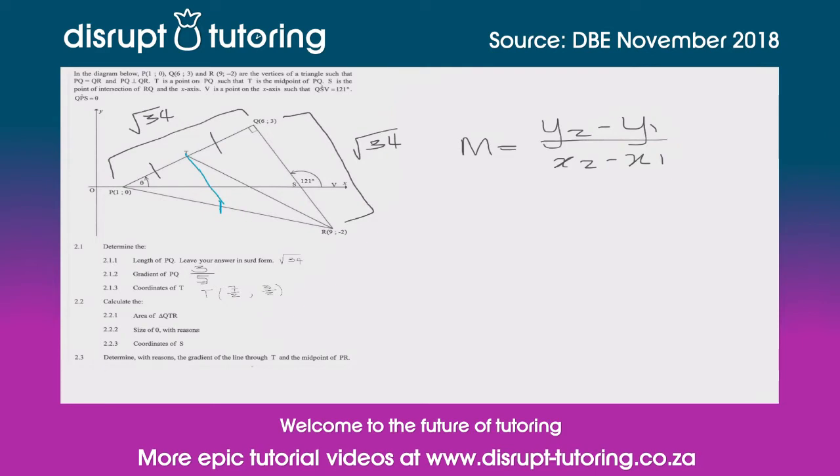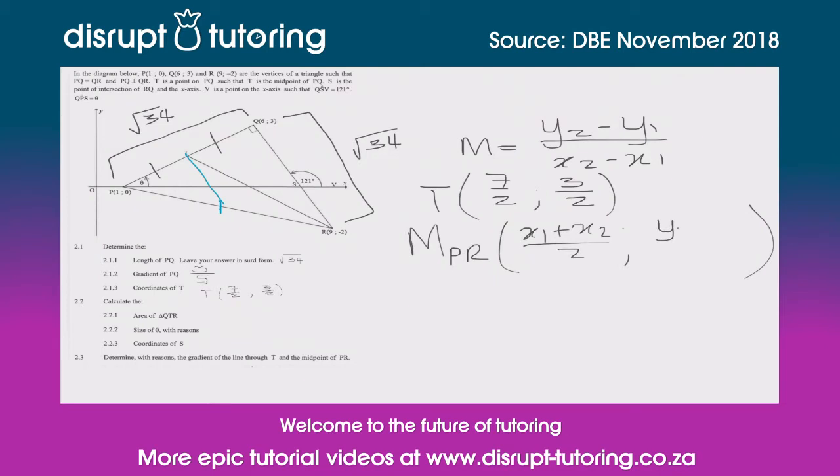Okay, we already know what T is. We did that in a previous question. We knew that T was the midpoint of PQ, and we calculated T to be 7 over 2, 3 over 2. Right, so now we need to figure out what that point is. So that's the midpoint. So I'm going to say the midpoint of PR. And the way I do my midpoints, I open up a big bracket. I then say x1 plus x2 over 2, y1 plus y2 over 2.